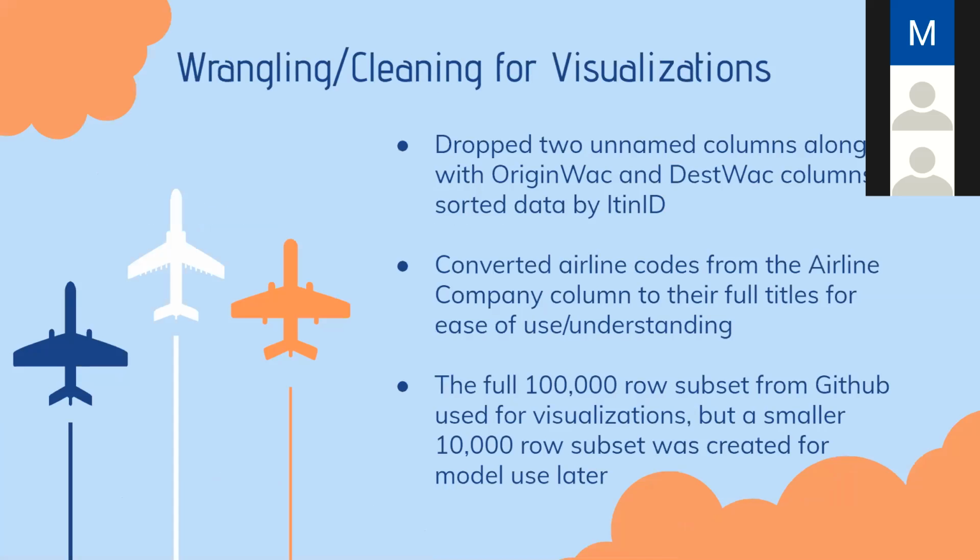In our data wrangling, we decided to drop 4 columns, 2 of which were unnamed, and the other 2 being origin WAC and destination WAC. These 2 columns were deemed redundant because we had columns for origin and destination airports. The airline company column in our data had 2-letter codes representing each airline. We used the replace method with a dictionary to change all the coded values to their full airline title to be better understood in our visualizations. In addition, the full 100,000 rows that we had from GitHub were used for the visualizations, but a smaller subset of 10,000 was set aside to train our regression models.